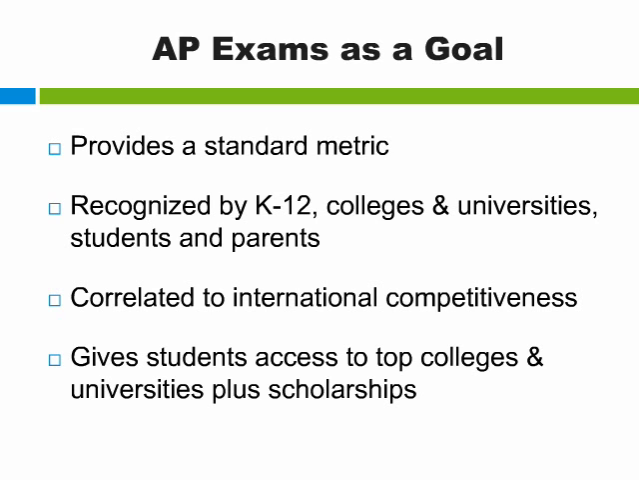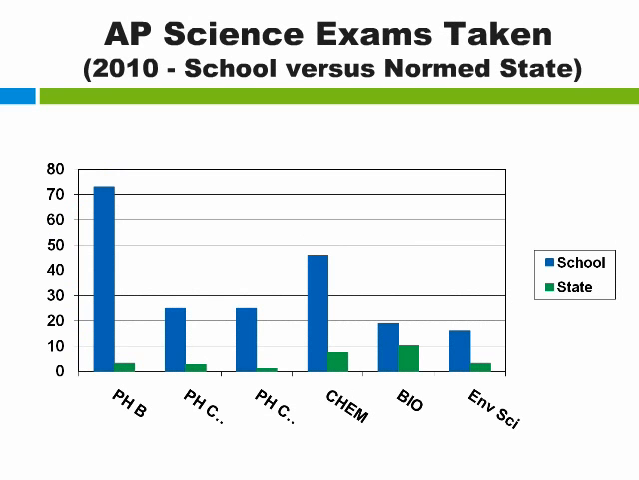And it's also recognized by K-12 and college and university students and parents, so that as we achieve success with this metric, everyone could see what we were doing. It's also correlated to international competitiveness, and one of our goals is to make the U.S. competitive internationally in science and mathematics.